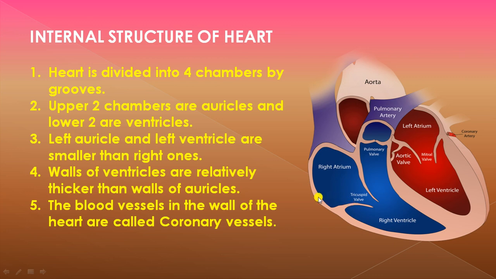Walls of ventricles are relatively thicker than walls of auricles. If you observe, these are the walls of auricles, and here you can see the walls of ventricles, which are relatively thicker. Walls of ventricles are relatively thicker than the walls of auricles. Understood?